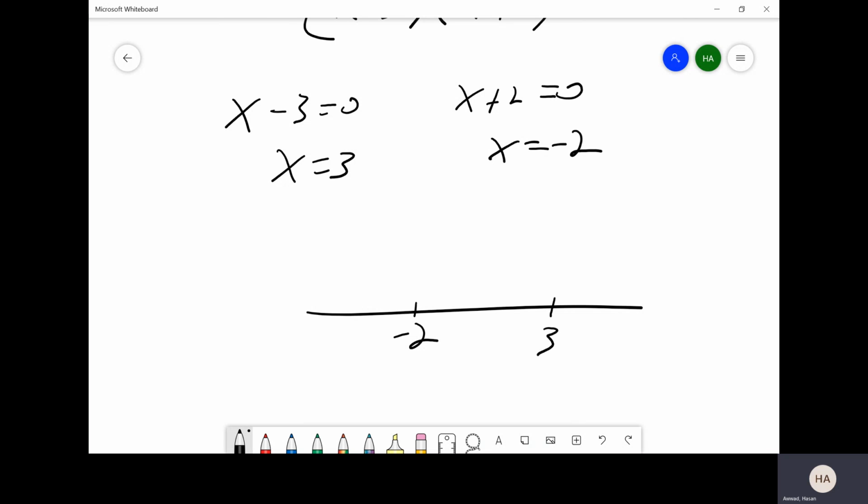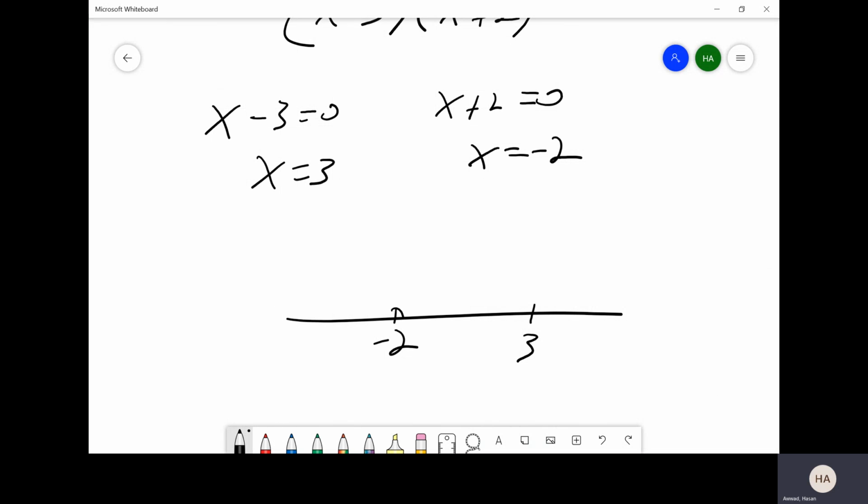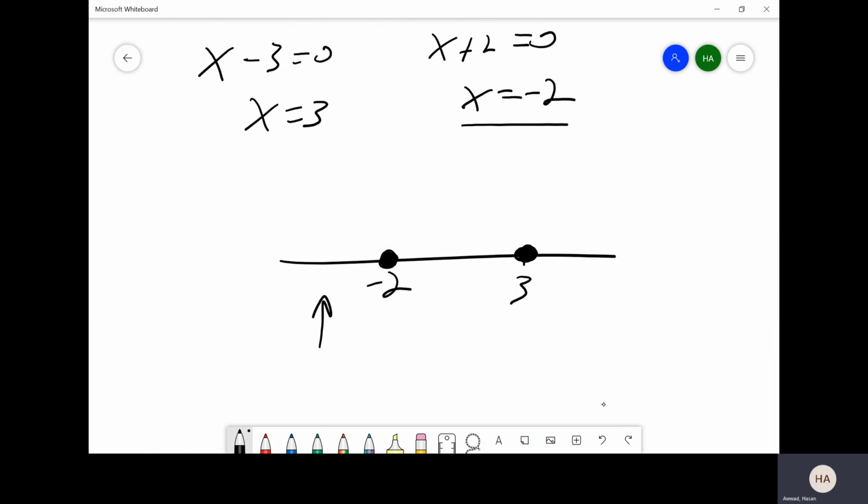And the reason that I erased it is because I just wanted to talk about this again. Notice that we are including when it's equal to 0, right? It's greater than or equal to 0. So we're going to use closed dots, right? The inequality is 0 at these 2 points, 3 and -2. So we want to include when it's 0 because that's what the inequality is saying. So now we just have to test these 3 intervals, 1, 2, and 3, right?